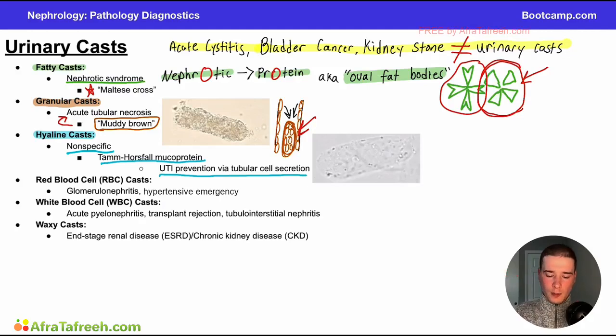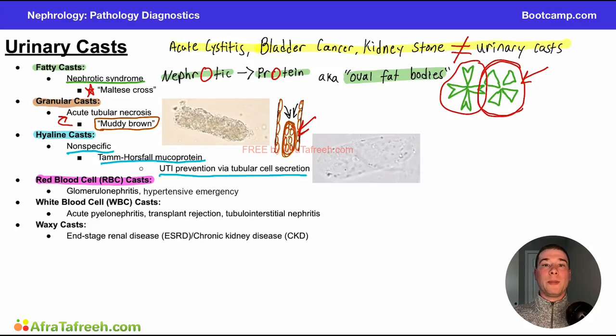Next, we'll talk about the red blood cell cast. This is going to be a little bit more straightforward. Patients that have glomerulonephritis or hypertensive emergencies are going to present with these types of casts. Glomerulonephritis is just saying that there's a disease process that causes inflammation in the kidney, and we're going to talk much more about these when we start to talk about our nephritic and nephrotic syndromes in the upcoming chapters.